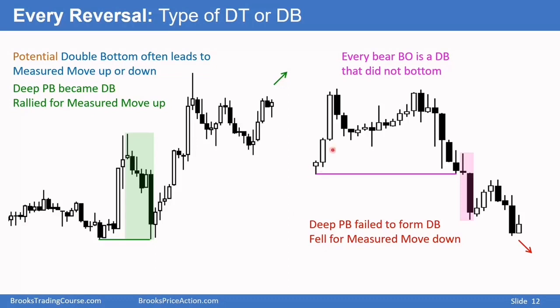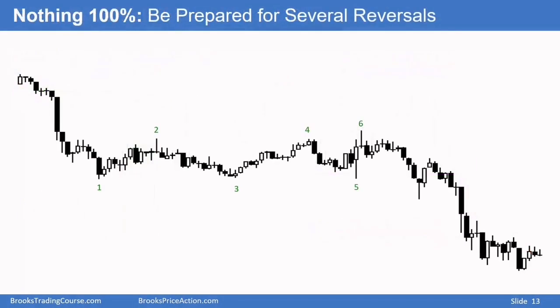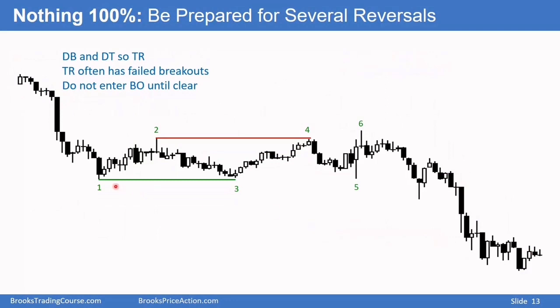To me, this is a bull breakout, an attempt at a double bottom. The attempt failed. We broke to the downside. I'm going to look for a measured move down. We have a double bottom.